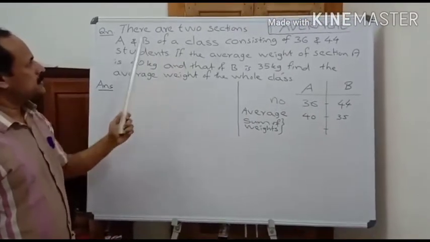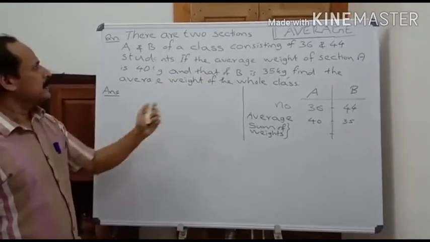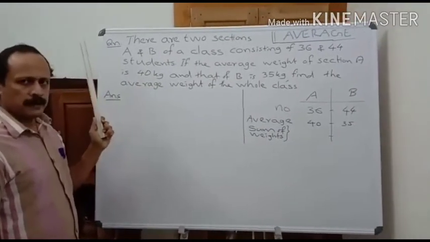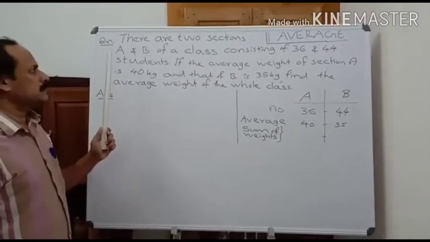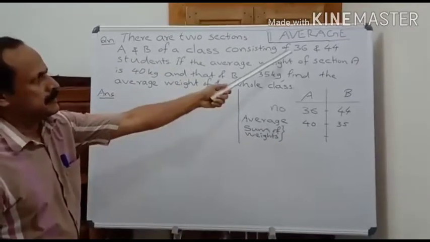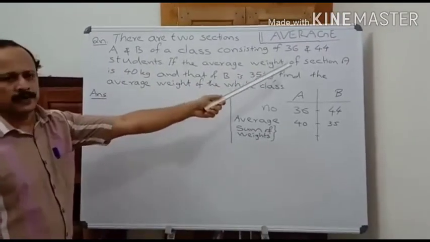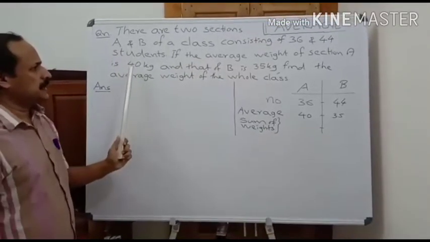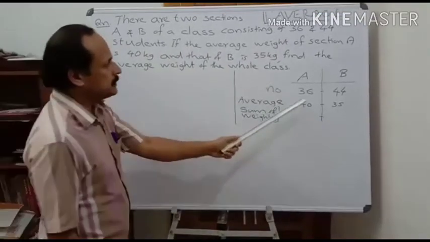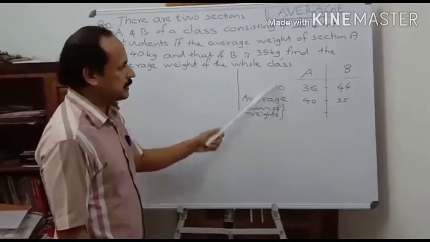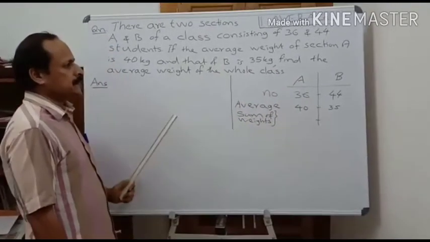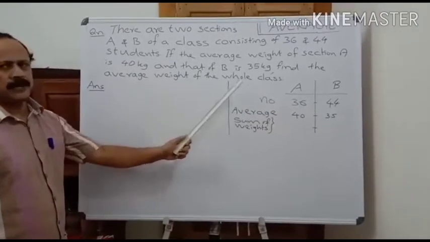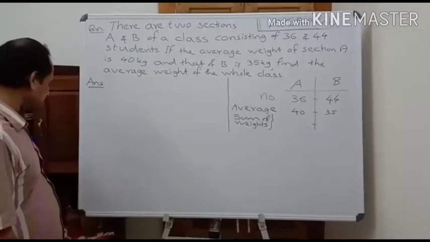Here there are two sections of the class, section A and section B. They may be groups of boys and girls. Section A has 36 students, B has 44 students. The average weight of section A is 40 kg and that of B is 35 kg. Let us summarize in a table like this. And using this, we have to find out the average weight of the whole class.